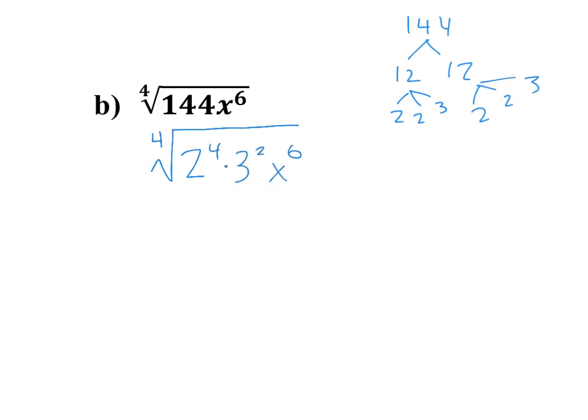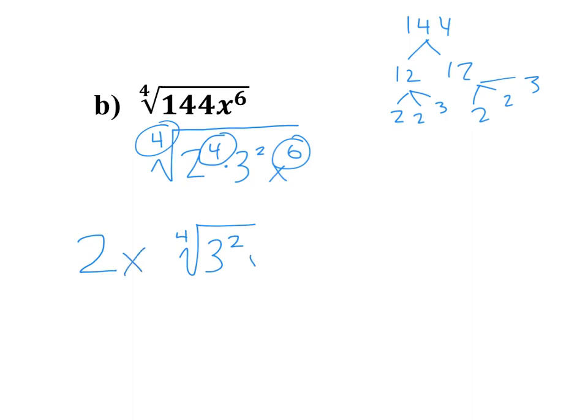So now we're going to divide like we used to do. So 4 divided by 4 is 1. So we have 2 to the 1st on the outside. The 3 squared has to stay inside. And then 6 divided by 4, well, that's 1 with 2 leftovers. So 1x can come out. And then 2 of these x's have to stay inside.